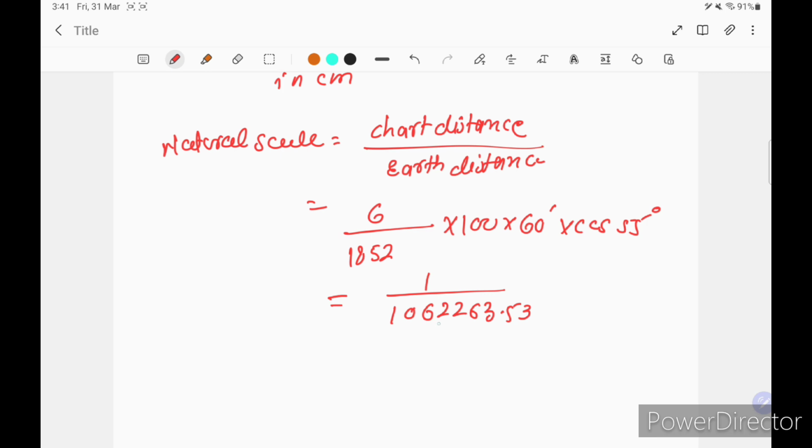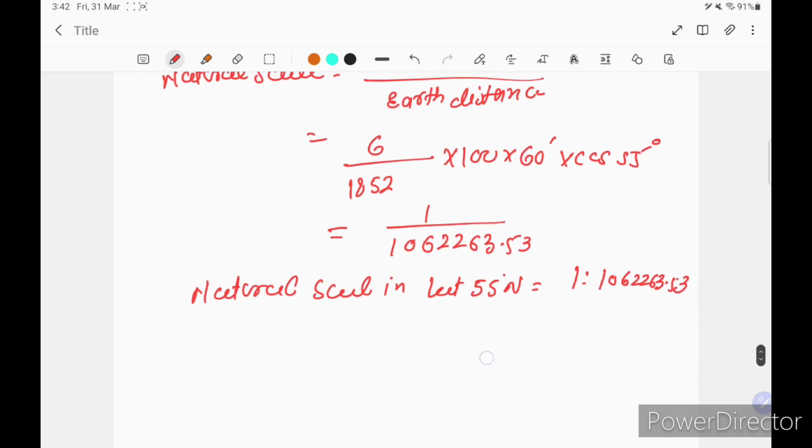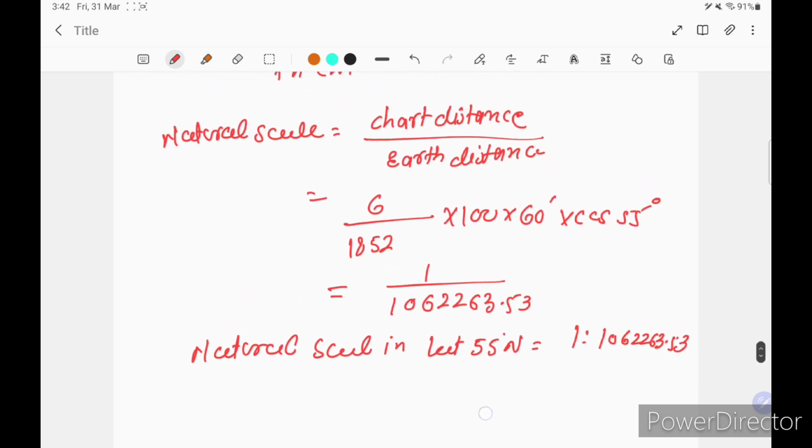1 divided by 1062263.53. So the natural scale at latitude 55 degrees north is 1 raised to 1062263.53. This is also a 2-3 lines question and it comes for 25 marks.